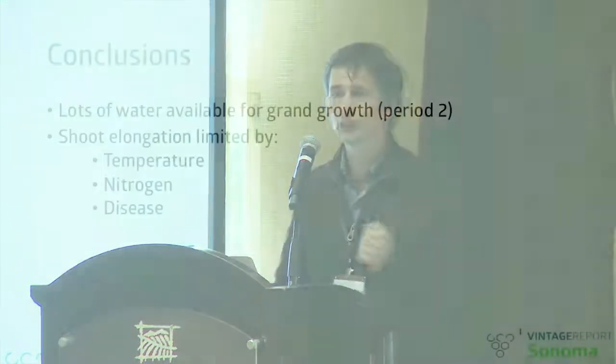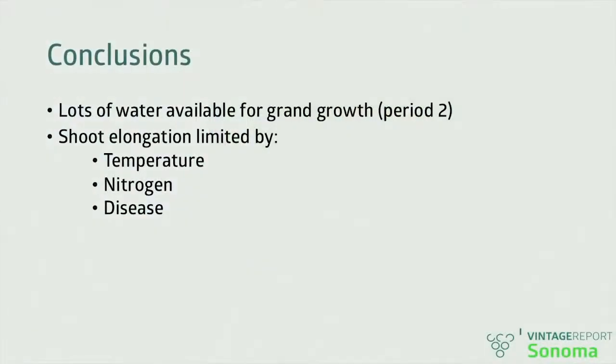So in conclusion, when we are going to try to decipher the potential for growth, the potential for high yield or quick maturation, we need to know that what's going to drive the shoot elongation rate is not going to be limited by water. It's going to be limited by temperature accumulation, nitrogen accumulation, or disease pressure.